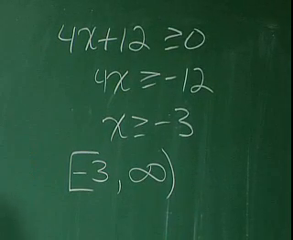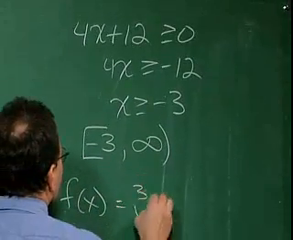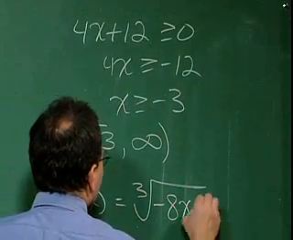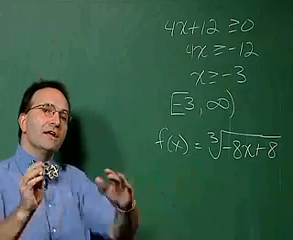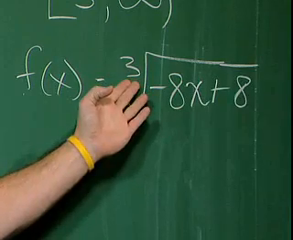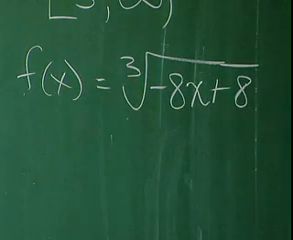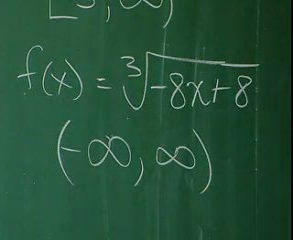For part B, we have f of x equals the cube root of negative 8x plus 8. But we don't really have to do anything here other than remember that when you have an odd root, in this case the cube root, that your domain is always negative infinity to infinity.